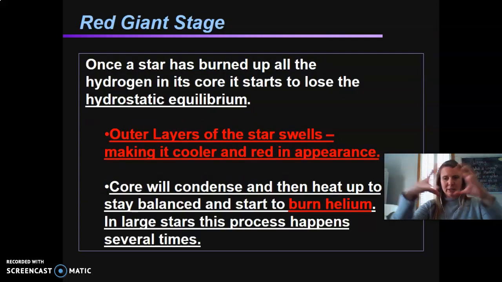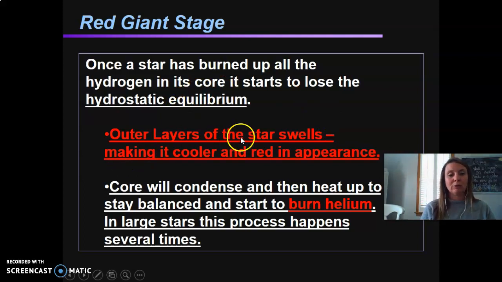And so it gets wobbly, and some of those layers are going to start to swell up, and this is what we call the red giant stage. Once again, remember we talked about things that appear red and orange and yellow in space are actually much cooler. So the outer layers of the star start to swell, making it cooler and red in its appearance.